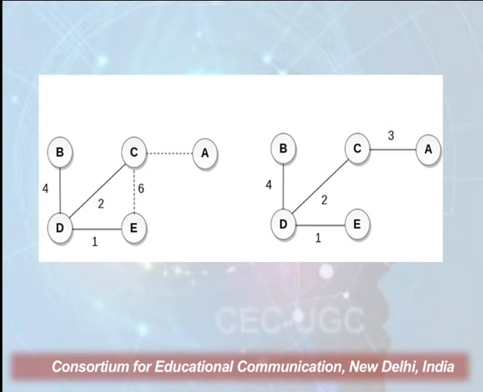So we can safely include DC, but please be very careful that at each and every point we need to check whether it is introducing a cycle, yes or no. We will adopt an edge if and only if it is not resulting in the formation of a cycle.